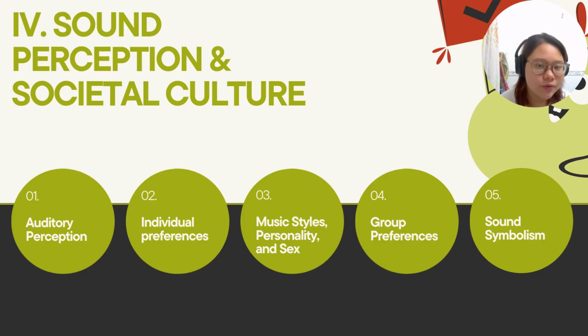Coming to the next segment, we will talk about sound perception and substantial cultures. In this segment, we will include five parts. The first is auditory perception. The second is individual preference. The third is music style, personality, and sex. The fourth is group preference, and lastly is sound symbolism.